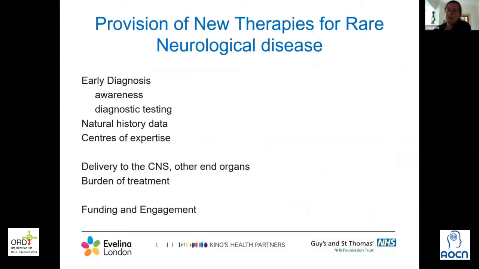So what do we need? We need early diagnosis. We need to get these children onto disease-modifying treatment before they start to lose skills, when their brain imaging is relatively normal. We need natural history data.